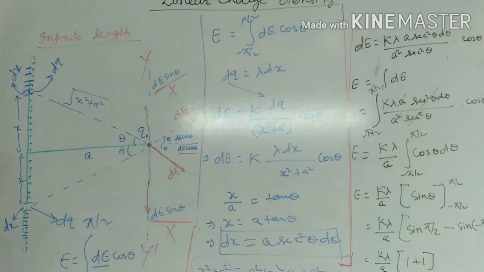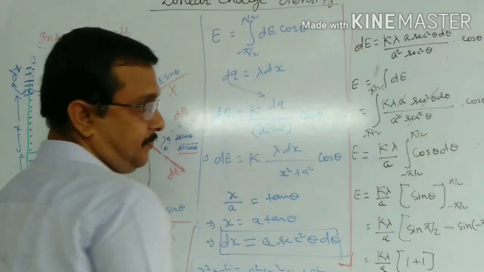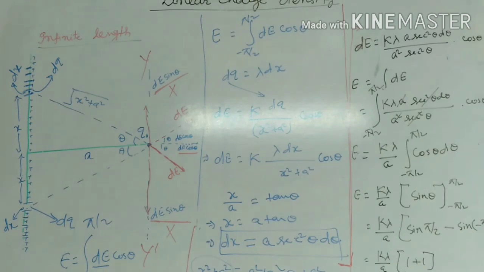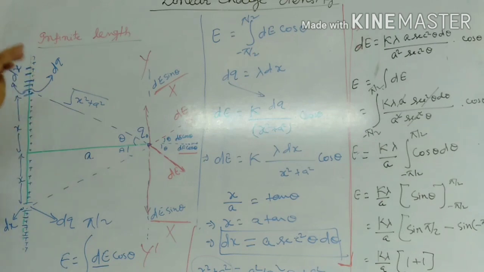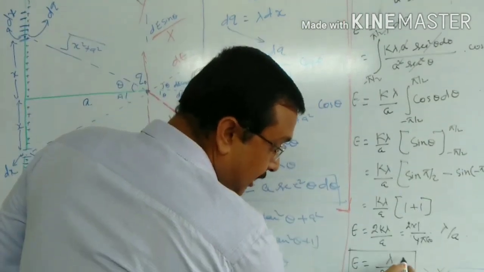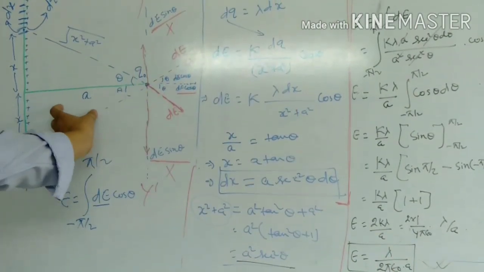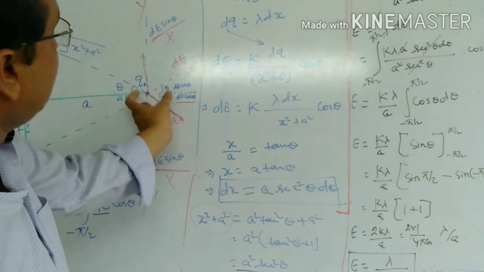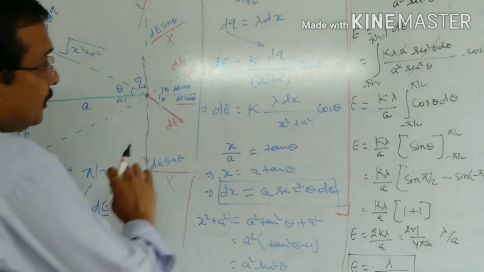What will be the value? If a is increasing, what is the value of E? E keeps decreasing, because lambda and 2 pi epsilon naught are constant here. So if a changes, say it is 2 centimeter and now you have to find the electric field at 2.5 centimeter or 3 centimeter, the electric field will decrease.